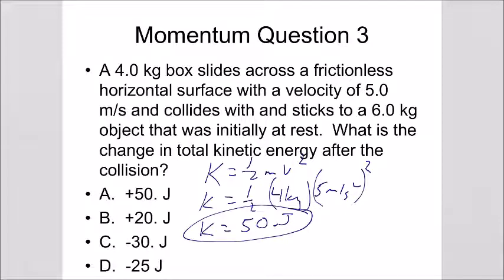Kinetic energy after the collision, let's calculate it up top. That's going to be equal to 1/2. Remember, our two objects are combined together, so they have a mass of 10 kilograms. And we calculated in the last problem that the velocity of the combined objects was 2 meters per second. And that's got to be squared, mv squared.